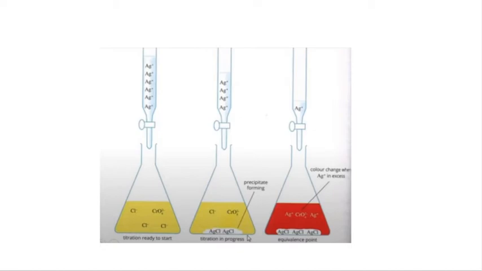Titration in progress. Equivalence point: the color changes when silver is in excess. Kung reddish precipitate, ayan na. Kung makikita nyo dito sa burette, sa silver, yung excess silver, nandito na siya sa mismong Erlenmeyer flask, it will make the solution more reddish. That's the gist of your Mohr method.